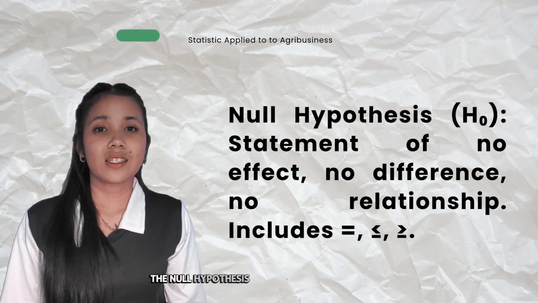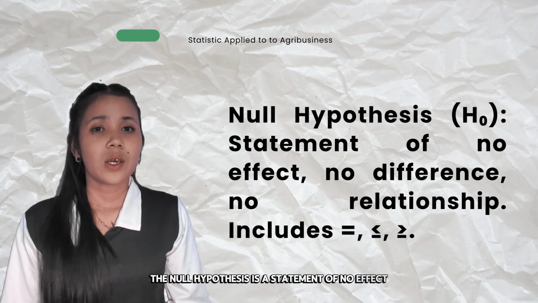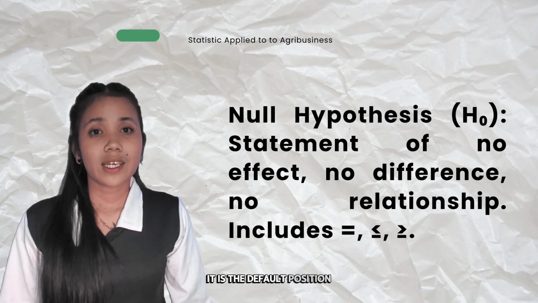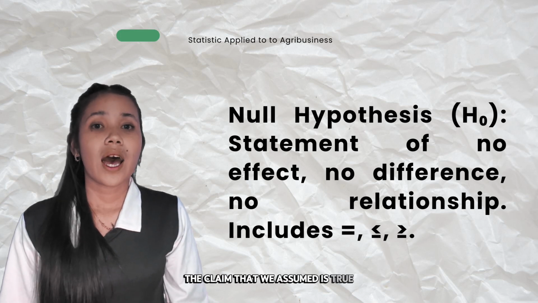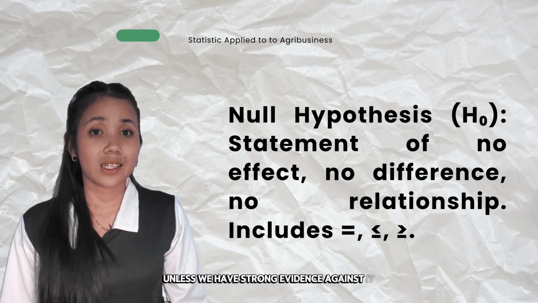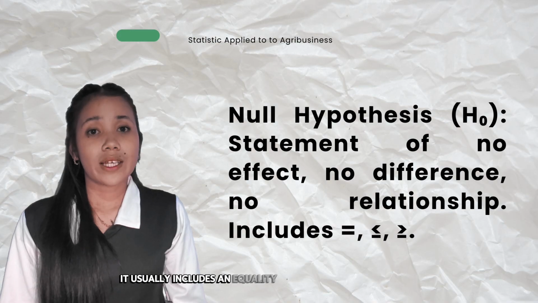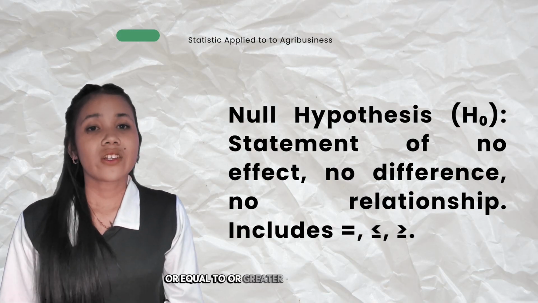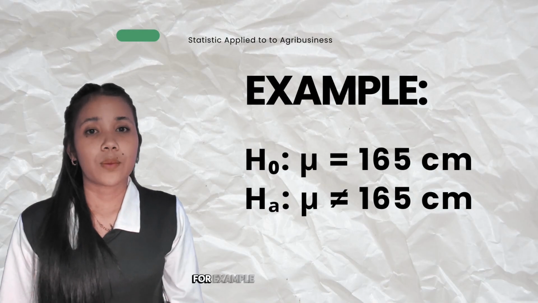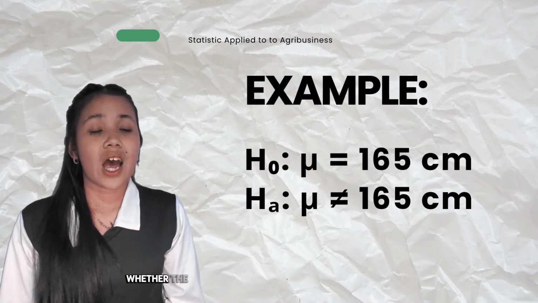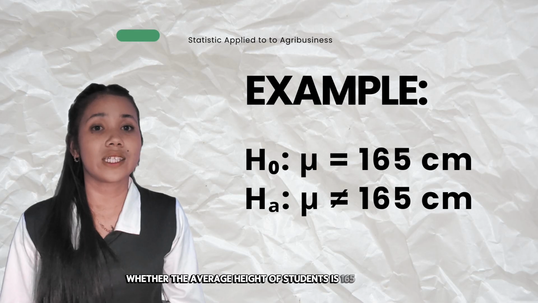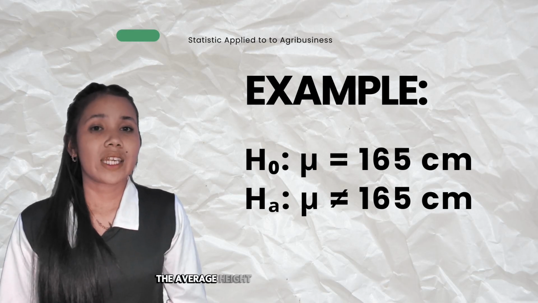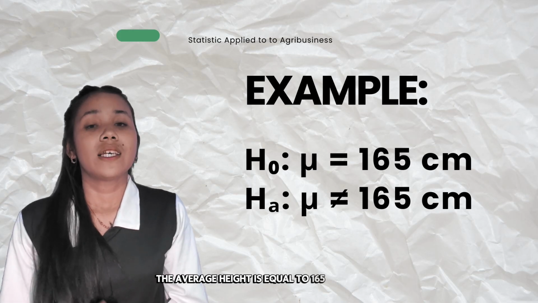The null hypothesis is a statement of no effect, no difference, or no relationship. It is the default position, the claim that we assume is true unless we have strong evidence against it. It usually includes an equality sign like equal to, less than or equal to, or greater than or equal to. For example, if you are testing whether the average height of students is 165 centimeters, the null hypothesis would say the average height is equal to 165 centimeters.